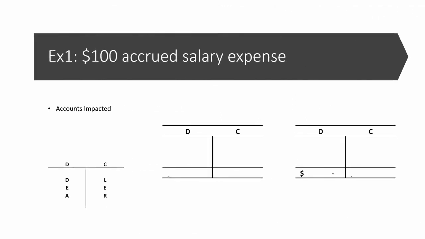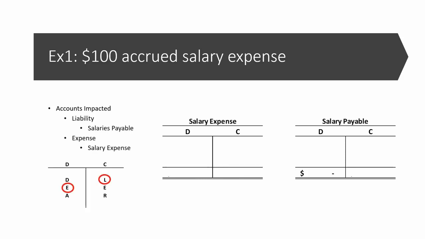In this example, we had $100 of accrued salary expense. This is money owed for salary of employees. To record this, we need to identify the accounts impacted, the amount, and then reference the accounting equation or DC Dealer to determine how to record this.